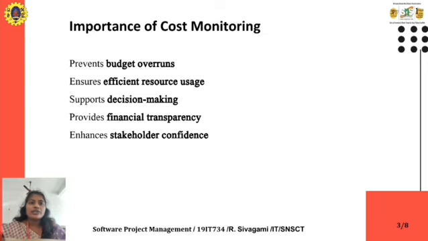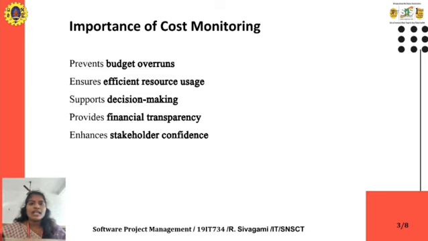The importance of cost monitoring. If we are going to do a project, the cost is the most important thing in our project. The expense is the most important thing, so cost monitoring is most important. Let's see. It prevents budget overruns. We have to check the cost of the project throughout the project, and it helps to prevent the budget overruns.